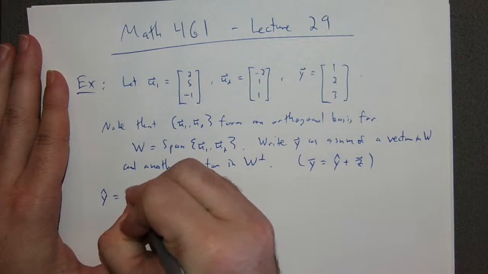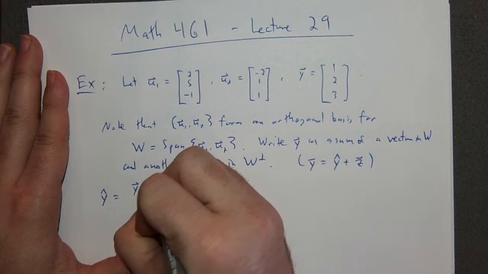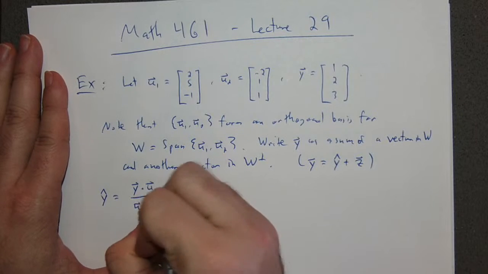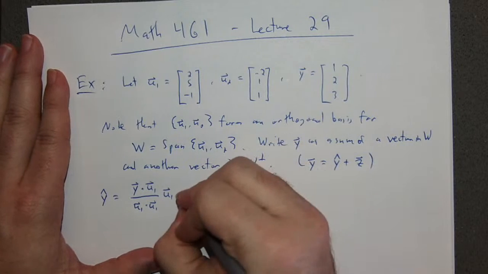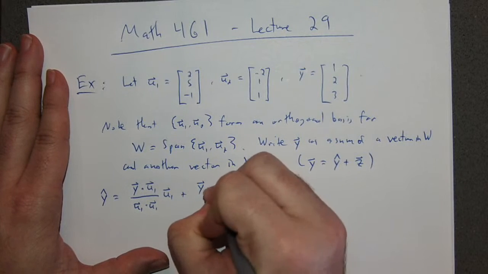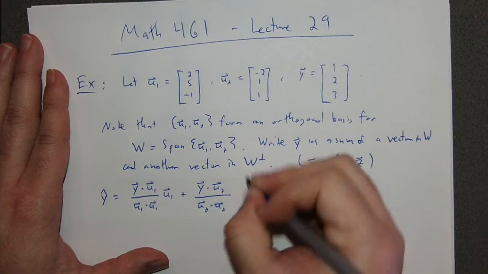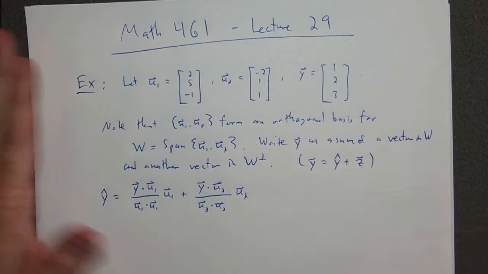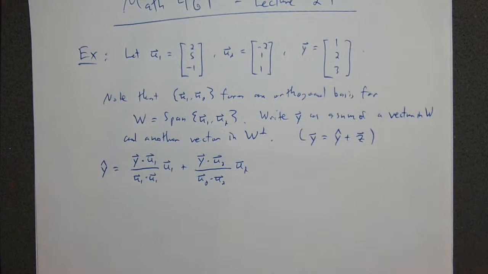So y hat is y dotted with u1 over u1 dotted with itself, that's the scalar, times u1, plus y dotted with u2 over u2 dotted with itself times u2. So here's the orthogonal projection of y onto W. Now I just need to compute these things. I already have u1 and u2, so all I need to do is compute these four things real quick.